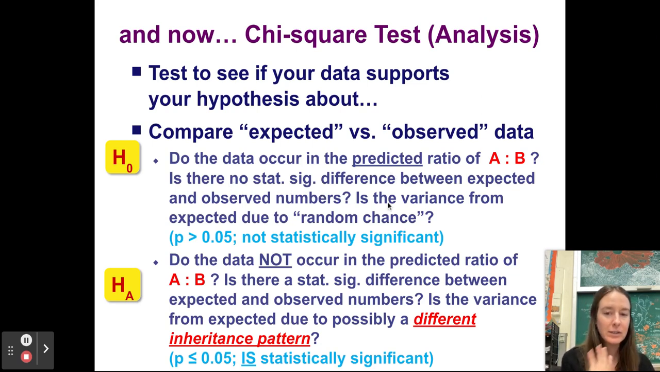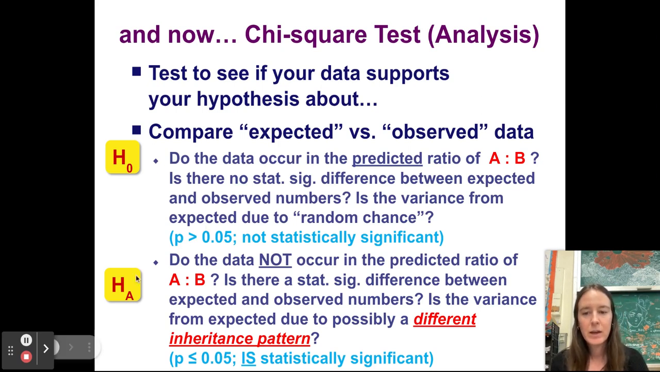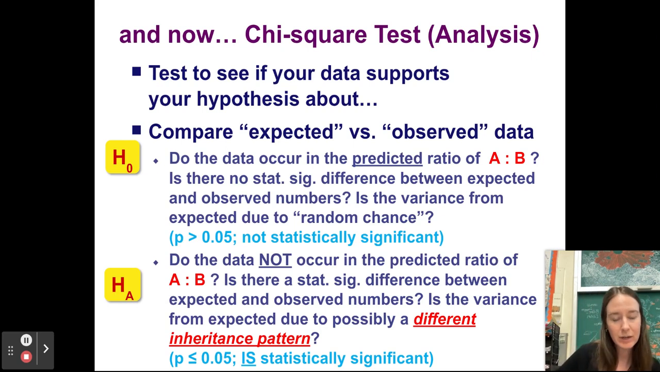If there is any variance, it's just due to random chance and not some actual different effect that's being had on the population. Okay, and we'll talk more about this when we do practice problems. The alternative hypothesis is that the data does not occur in the predicted ratio. So there is a statistically significant difference between observed and expected values. And we're going to come back to this, but we're going to see that maybe the reason why our observed values in the field are different than what we expect to happen is because there's possibly a different inheritance pattern.